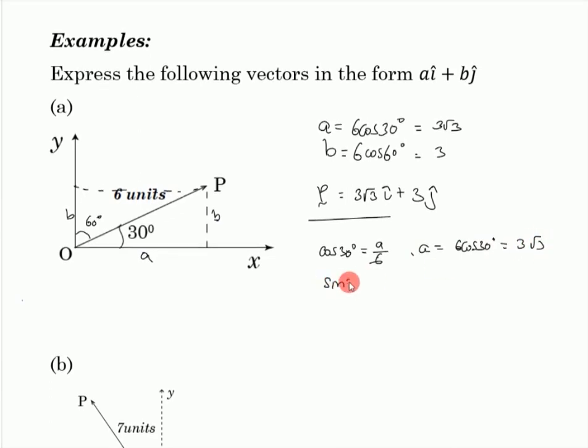Then I say that sine of 30 is opposite, which is b, divided by 6, and I have that b is equal to 6 sine of 30 degrees, which will get me 3 still as before. And then I write the vector p the way we have written it there.